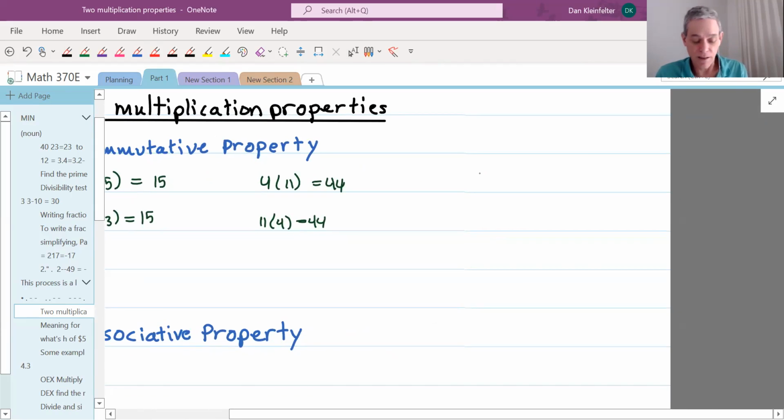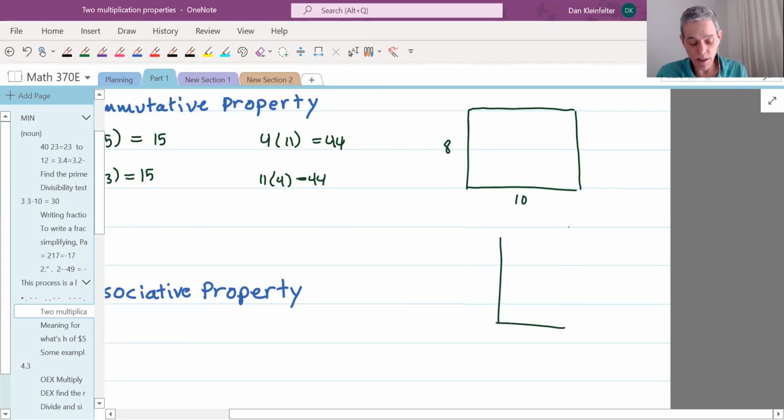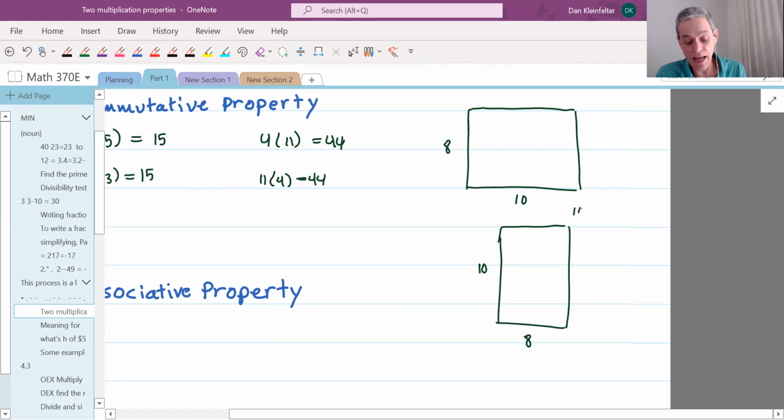Thinking back to the rectangles that we just did, I know I said no pictures, I lied, sorry. If you have a rectangle with a height of 8 and a width of 10, its area is going to be 8 by 10 or 80. If we were to give this picture a quarter turn so that it is now 10 by 8, does that rectangle change area if you rotate it by a quarter turn? No, it's still 10 by 8, which is still 80.